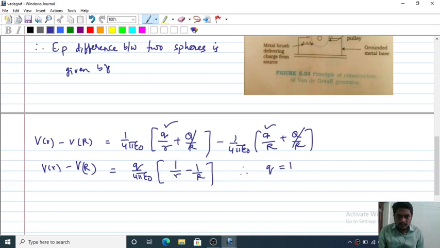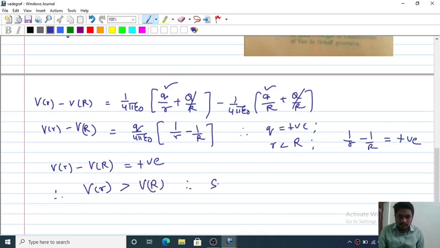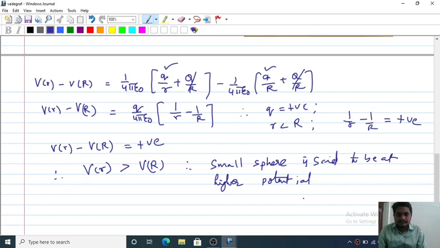Here q is positive, and r is less than capital R, therefore 1/r minus 1/R is positive. So this gives us that V of small r minus V of capital R is positive. From this expression we can say that V of r will definitely be at a higher potential. Therefore, the small sphere is said to be at higher potential.